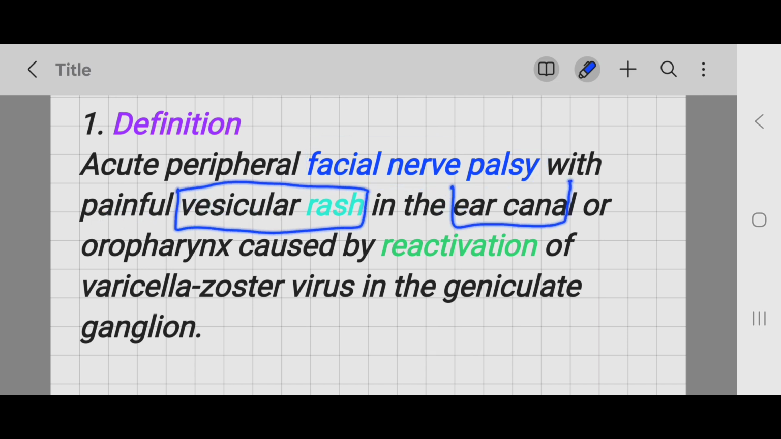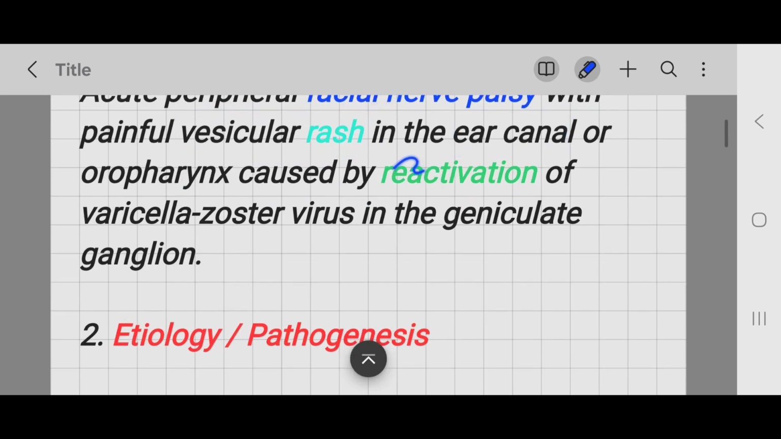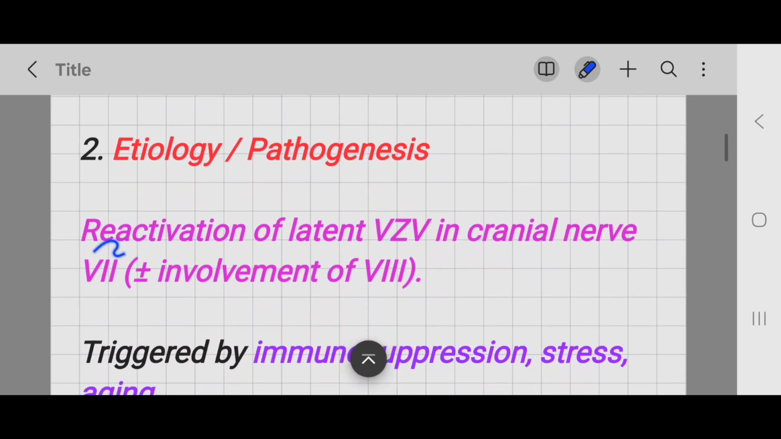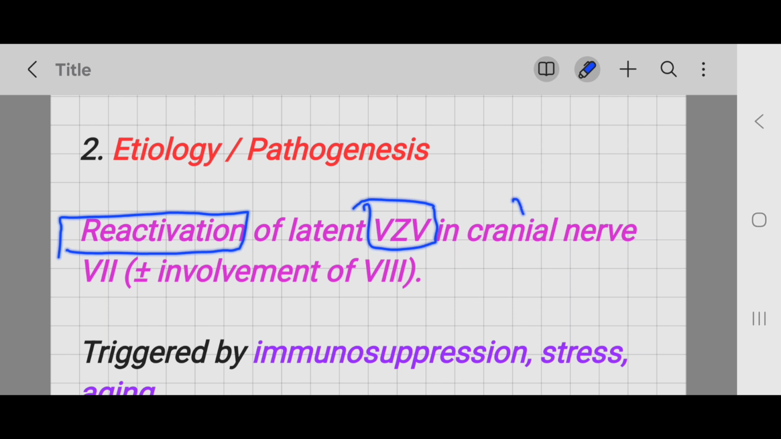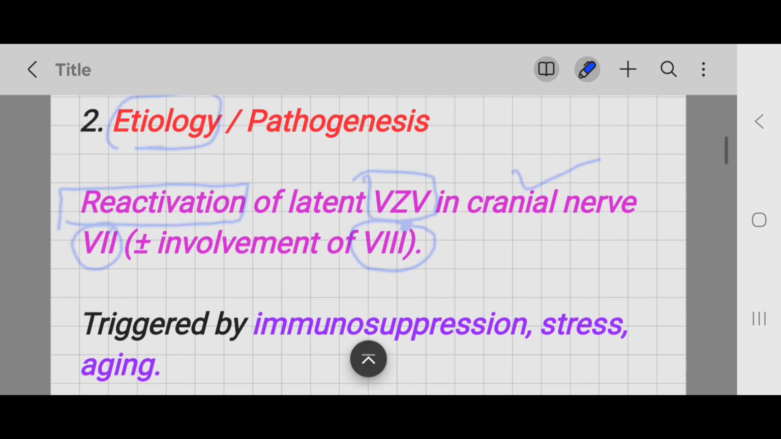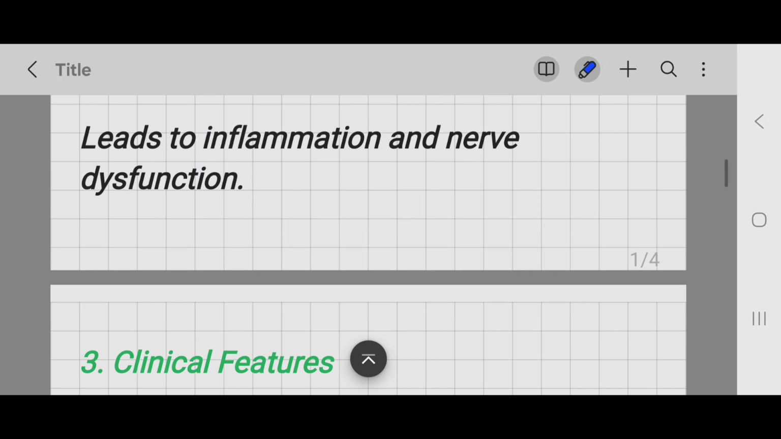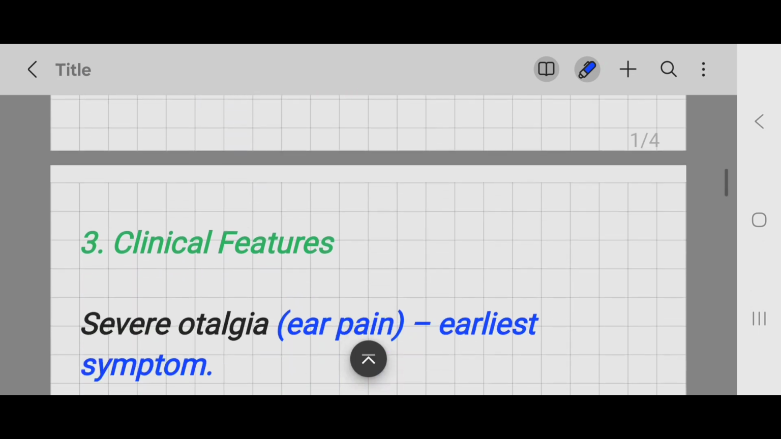ear canal. There is presence of vesicular rash in the ear canal, and it is due to reactivation of Varicella Zoster virus in the geniculate ganglion, as I have told you. There is reactivation of the latent Varicella Zoster virus in the cranial nerve 7 and sometimes involvement of cranial nerve 8. So this is the etiology or cause. It is triggered in those people who are immunosuppressed. It leads to inflammation and nerve dysfunction.